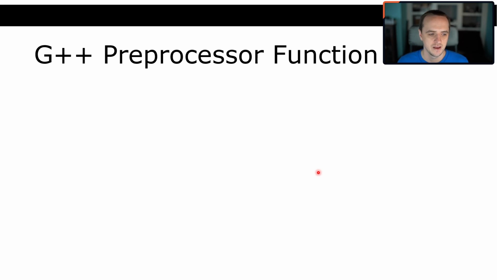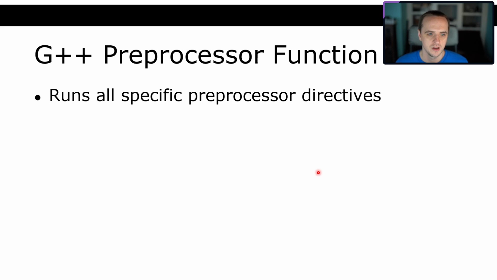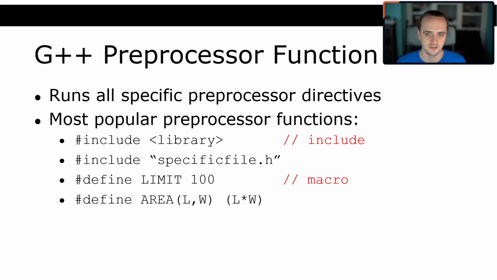Okay. And a lot of this, I know I'm going through this quickly, it's because I want to get to the live coding, and the live coding will explain a bunch of this for us. The preprocessor runs all of the specific preprocessor directives. There are a bunch of different things that the preprocessor can do. One is include a library. Another is include a specific file. And another thing we can do are defines.